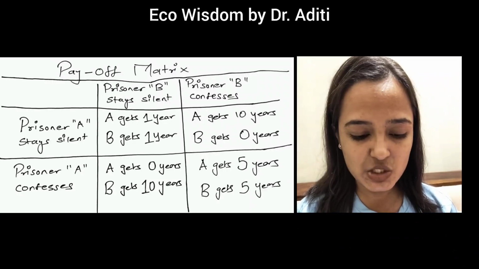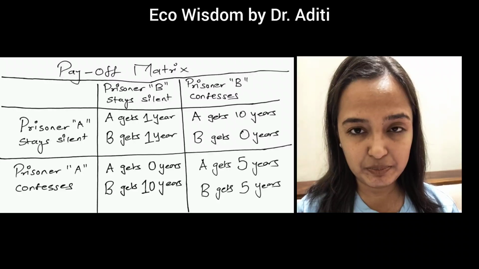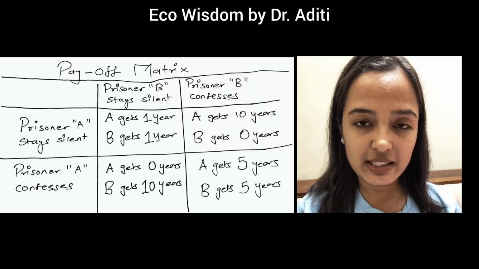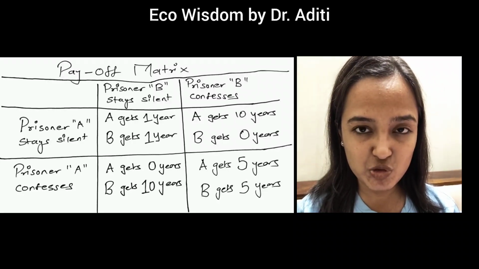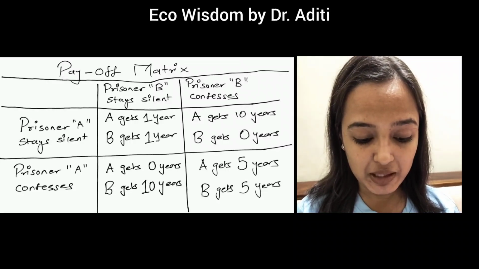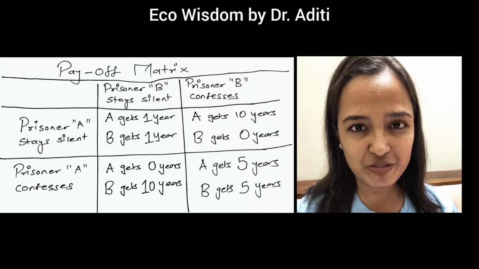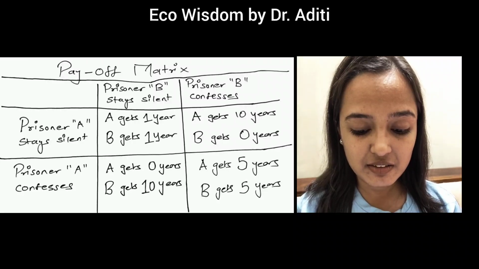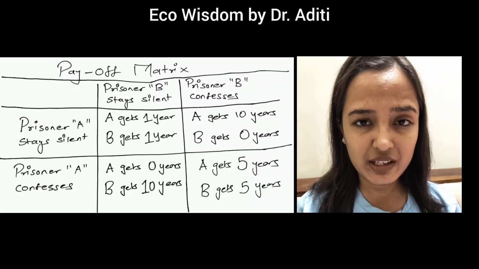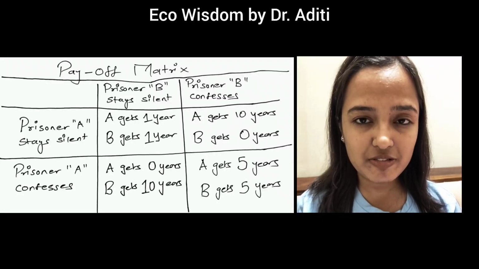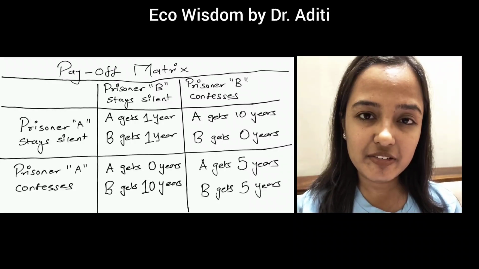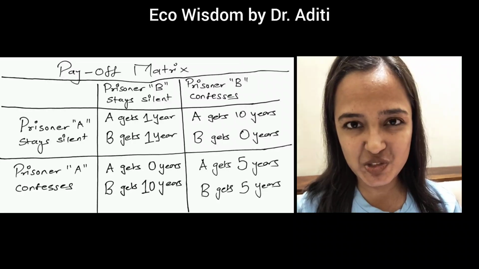Now the vice versa situation, wherein prisoner A decides to confess and B chooses to stay silent. In this case, A is set free by the police, which means 0 punishment, but B gets 10 years of punishment. And the last one in the deal is where both confess, prisoner A also confesses and B also confesses, then both of them will get 5 years of punishment each.